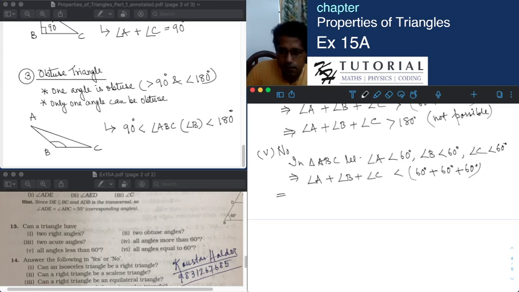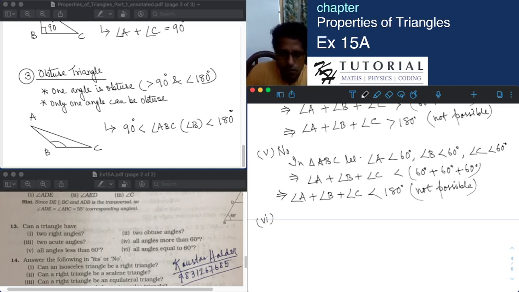This will imply angle A plus angle B plus angle C will be less than 180 degree, and this is also not possible, because the sum of angles of any triangle is always equal to 180 degree. Okay.